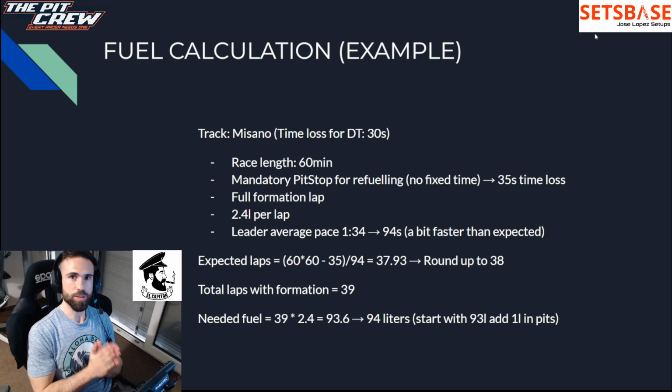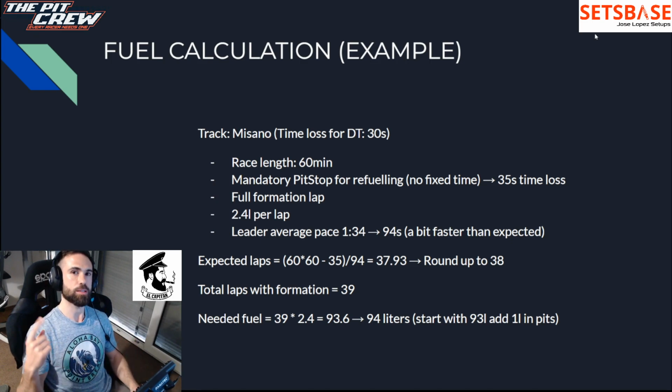Let's make an example. In this case, for Misano, which is the track of the GT3 World Challenge at Pitskill IO, the time loss for a drive-through at this track is 30 seconds. And in this case, the race length was 60 minutes. There's a pit stop for refueling, like no fixed time. So we calculate around 35 seconds time loss in the pits.